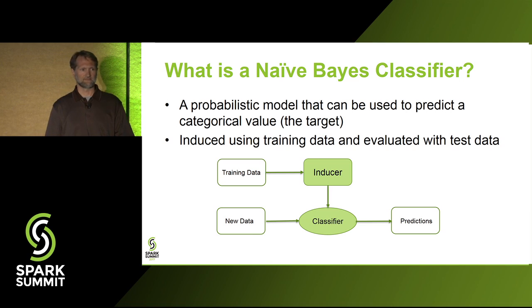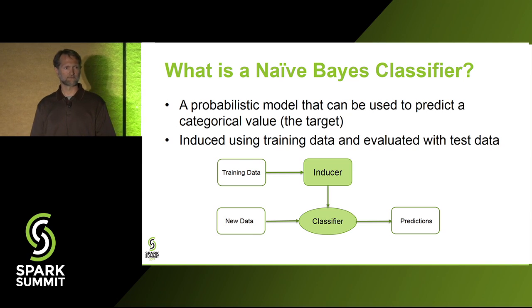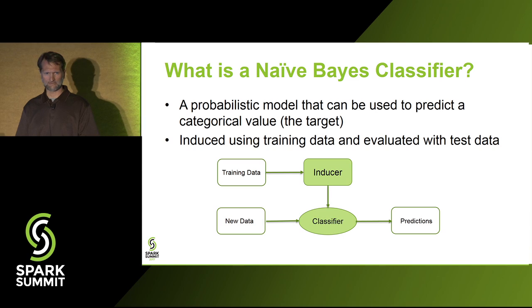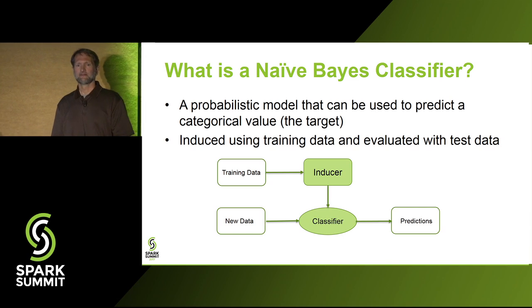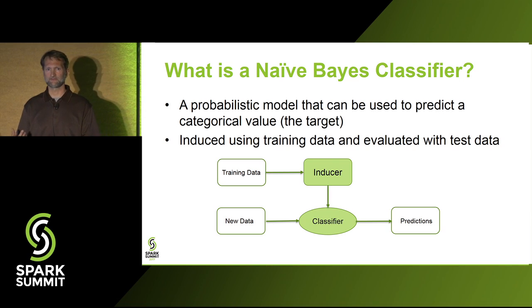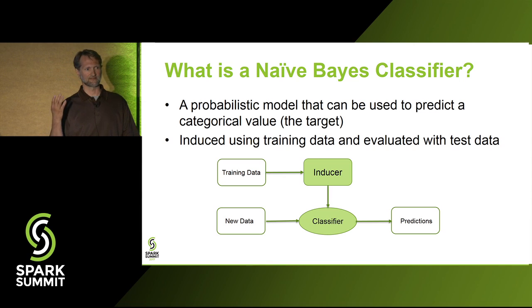So what is a naive Bayes classifier? It's a form of supervised machine learning. More specifically, it's a probabilistic model based on Bayes' rule that allows you to predict some small set of categorical labels or categorical values. And this small set of values comprise the target. That means the column that you're interested in.